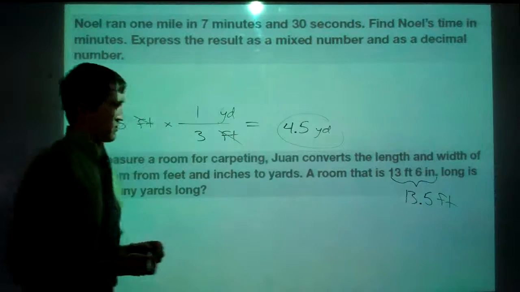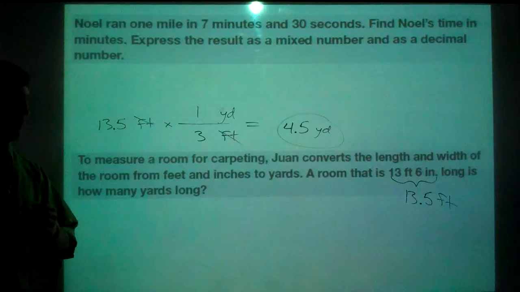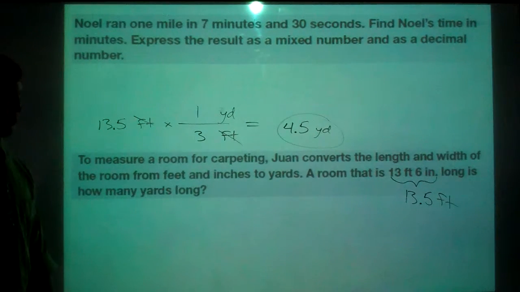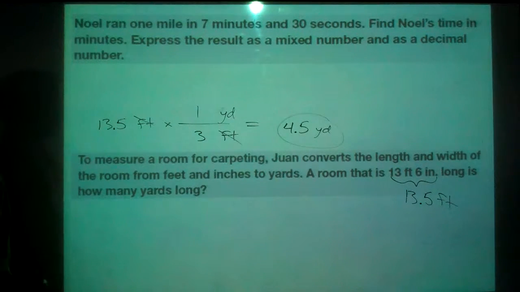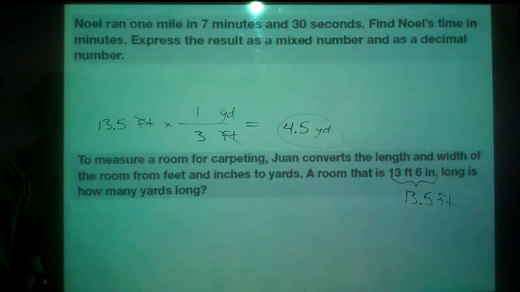Alright, so we'll be spending some more time on this tomorrow. And like I said, in a week or two, we'll be getting into a little more complex unit multipliers where we do more than one step. But we're just going to do this for tomorrow. Alright, that's it.